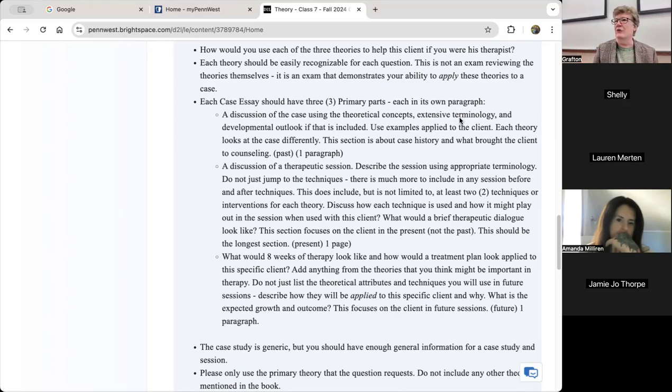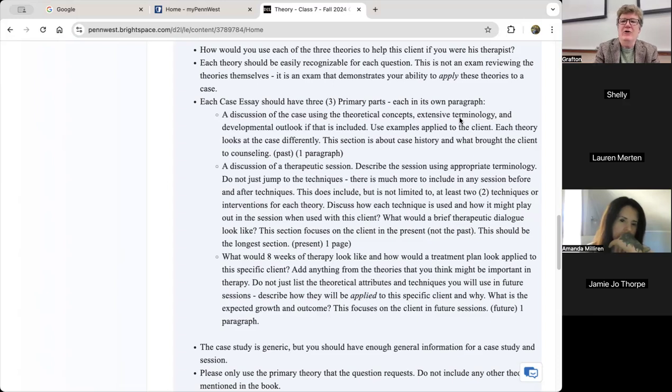You can use terminology, you can use different things like resistances to contact. So the case history should include theory. This is one of the main things.